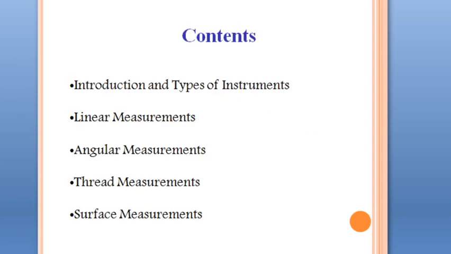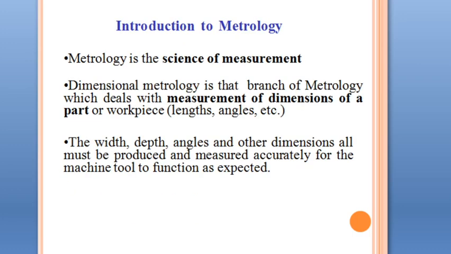These are the contents we are going to discuss. First, what is metrology? Various types of instruments used in metrology: linear measurements, angular measurements, thread measurements, surface measurements. What is metrology? It is the science of measurement.